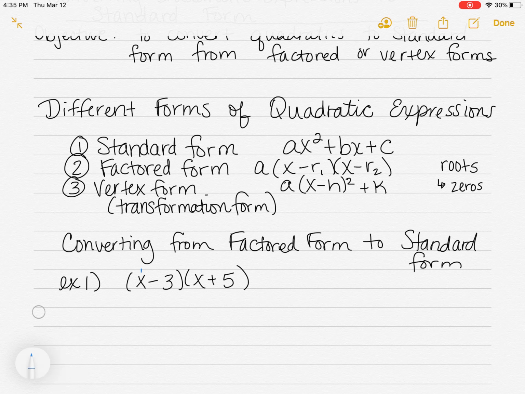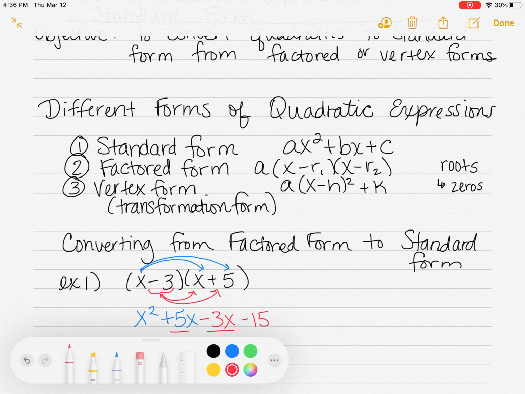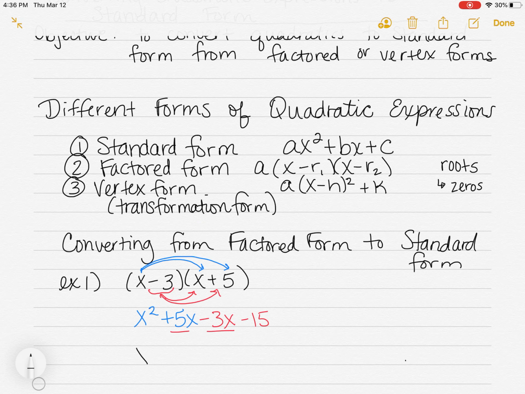The first step is to take this first term and distribute it over. So x times x is x squared. Then I distribute it to the second piece, so x times positive 5 is positive 5x. Then I take this negative 3 and distribute it. So that's negative 3x and negative 15. After that, you want to combine like terms. So x squared plus 5x minus 3x gives me a plus 2x. I get x squared plus 2x minus 15, and that is your standard form.